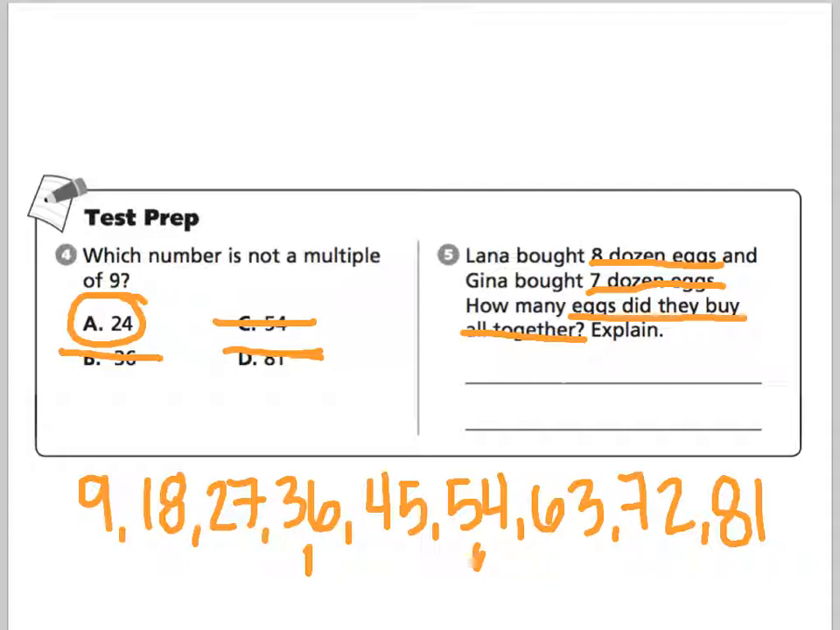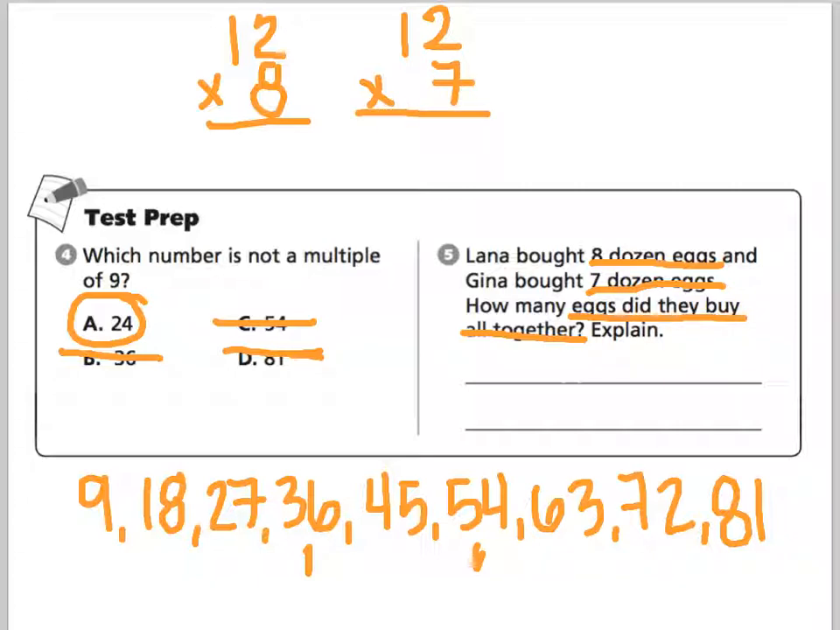One way you can do this is to multiply 12, since I know that's a dozen, times 8, and 12 times 7. And then add those answers together. So 8 times 2 is 16. Put the 6 down, carry the 1. 8 times 1 is 8, plus 1 is 9, so 96. Do the same thing. 7 times 2 is 14. Carry the 1. 7 times 1 is 7, plus 1 is 8.